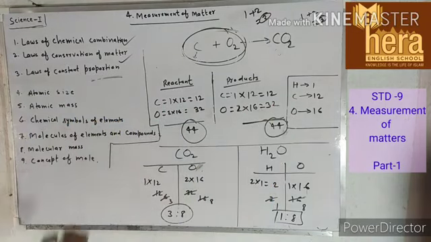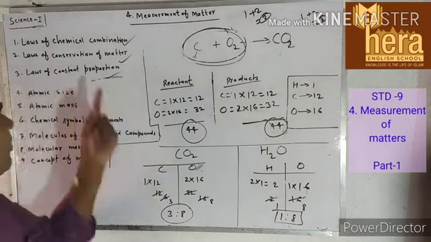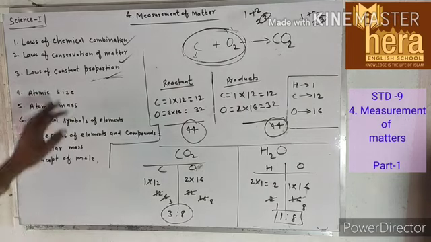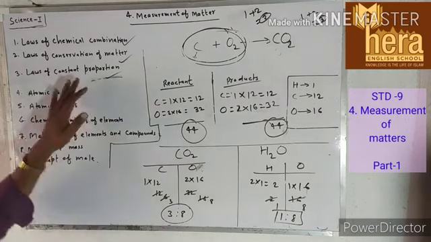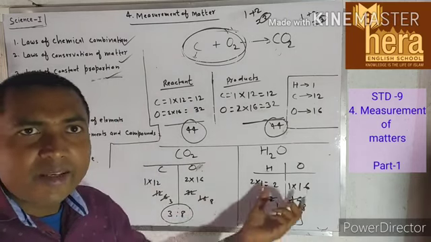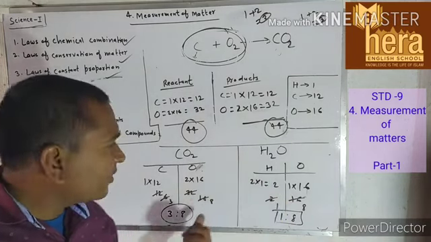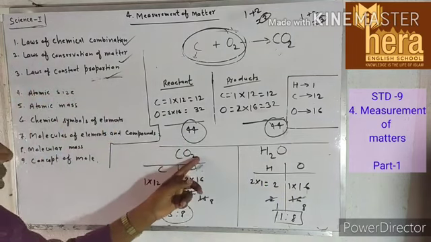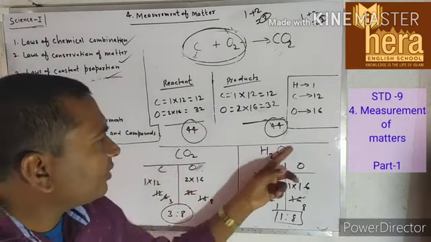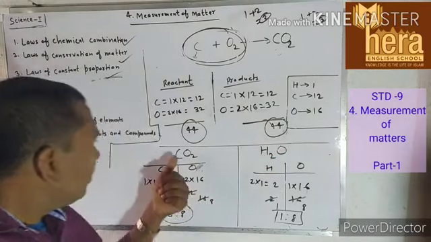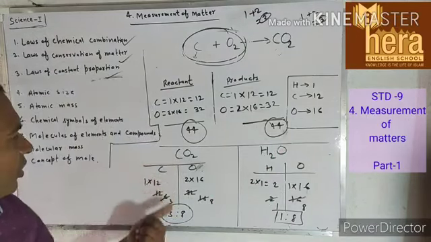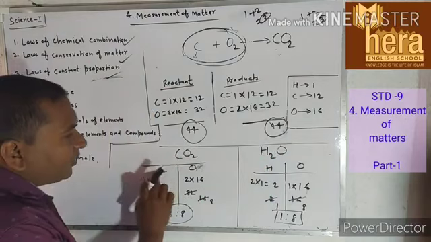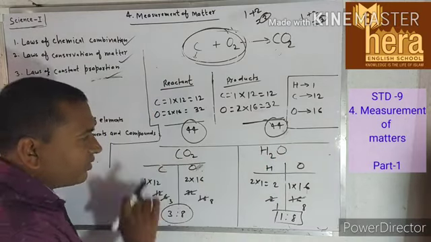Okay. Now, the law of constant proportion. First of all, I will give you examples. With the help of an example, I will explain what the law of constant proportion is. I have taken 2 compounds, 2 molecules, CO2 and H2O. In the case of CO2, on one side I have written carbon and on the second side I have written oxygen.